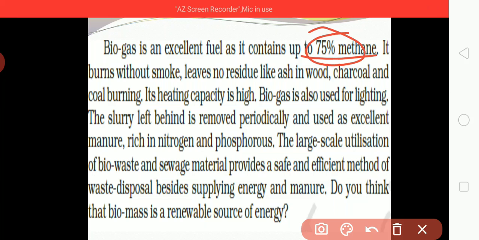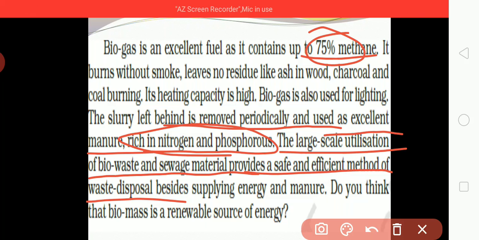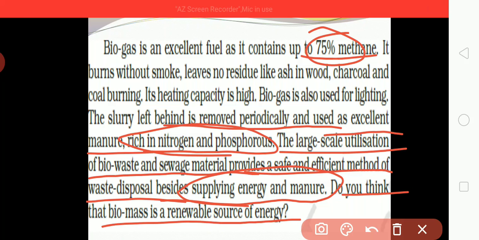Biogas is also used for lighting. The slurry left behind is removed periodically and used as an excellent manure, rich in nitrogen and phosphorus. The large scale utilization of bio-waste and sewage material provides a safe and efficient method of waste disposal besides supplying energy and manure. And do you think biomass is a renewable source of energy?